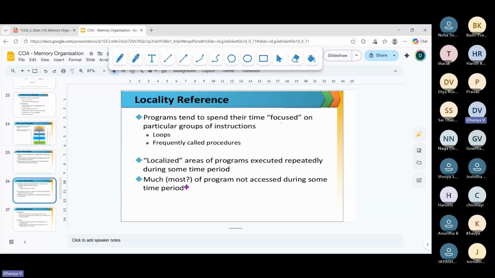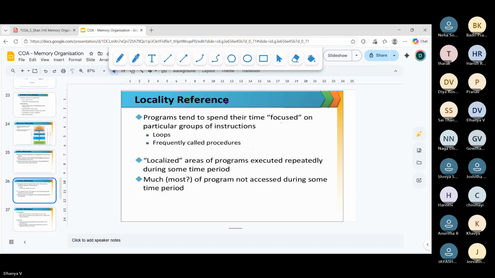If you have a program, you don't tend to use every single part of it. Let's say you have a game or something when you're downloading. No, sorry. I can't think of an example now. But yeah.